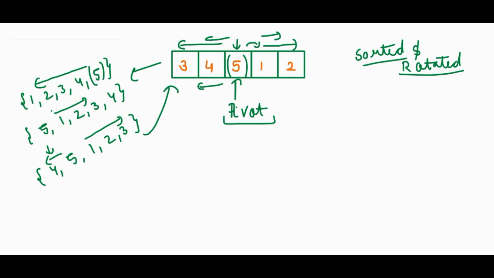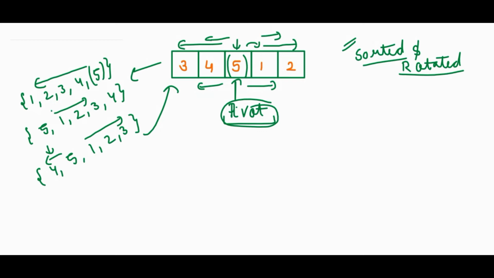I am going backwards here, 5, 4, 3, and here I am going forward, 1, 2, right? So this condition should definitely hold if the array is sorted and rotated. So now the main thing is how we can find the pivot, right?